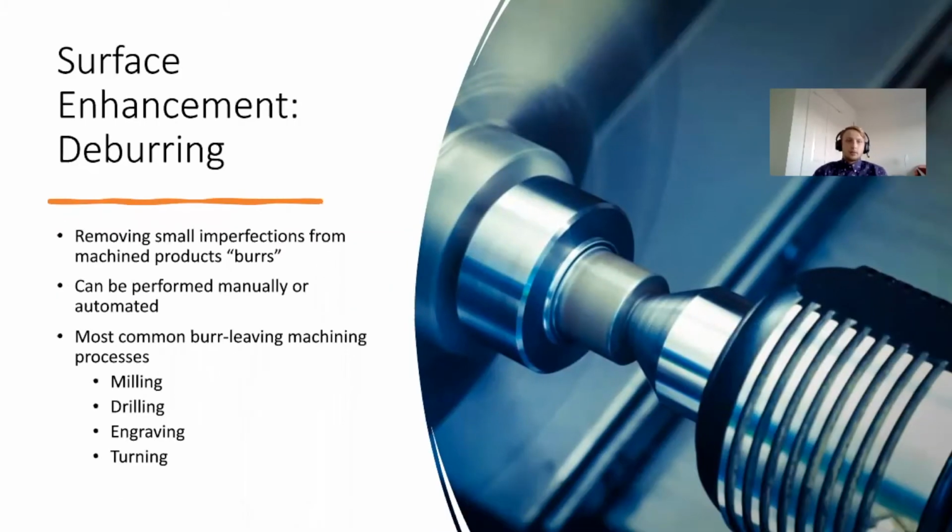Next up, we have deburring. This is the act of removing small imperfections from machined products, also called burrs. To me, burrs have a tendency to look a lot like hangnails, but on metals. The deburring machines can come in many different sizes and shapes since they have different uses at different companies. This process can also be performed manually or automatically. The most common burr-leaving machine processes would be milling, drilling, engraving, and turning.